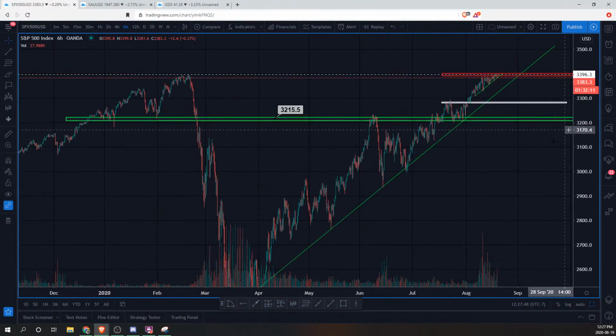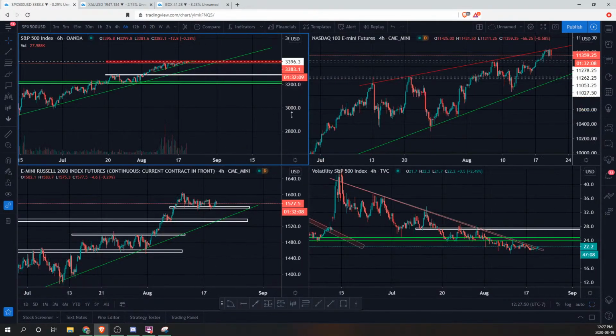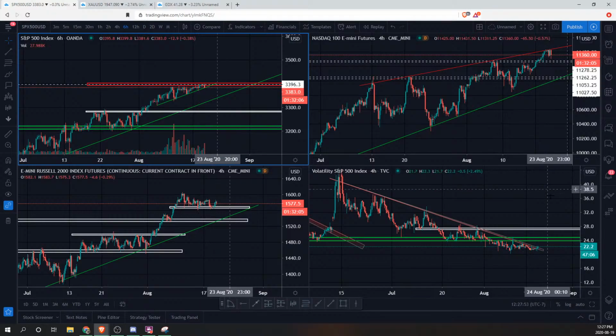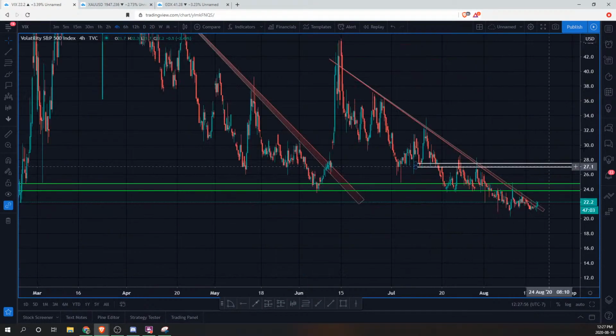It will be interesting to see how the volatility index and the S&P come together, because this is the current VIX where we see it really contracting.